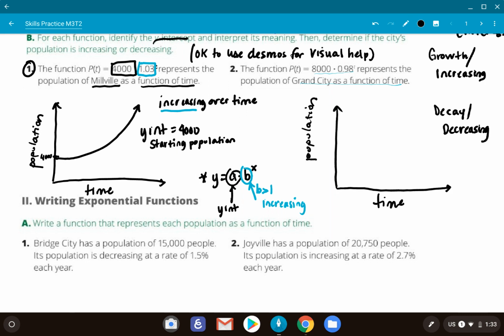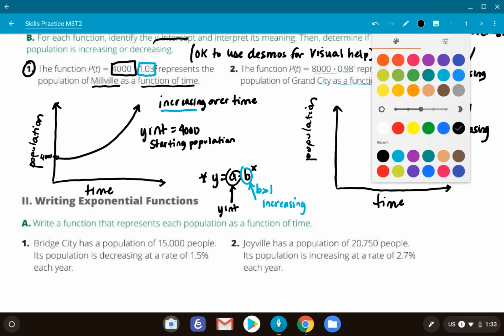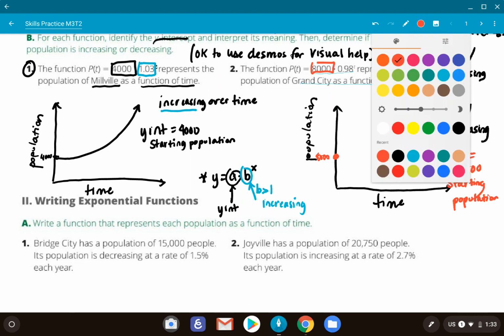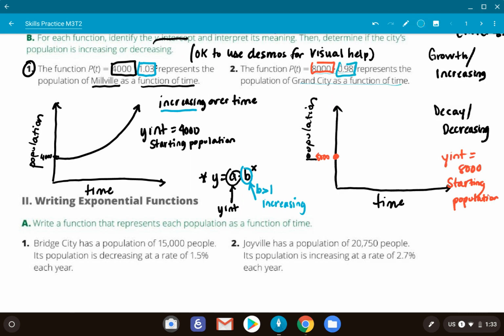And just like I was showing you with number 1, our y-intercept in this case is 8,000. So that's going to be our y-intercept. So we'll go all the way up to 8,000. And that's the starting population. And what we needed to do is determine, is it going to be increasing or decreasing? I'm predicting that it's going to be decreasing because this number right here, my b value, is less than 1. So it's going to be decreasing.